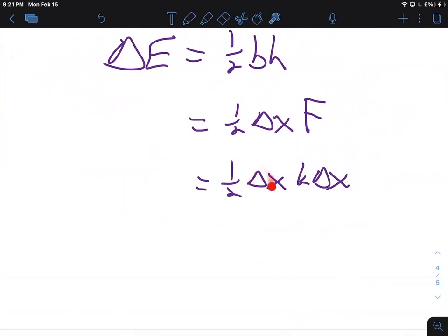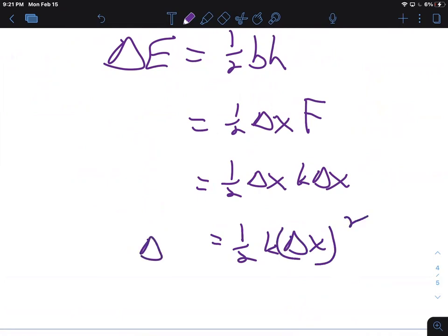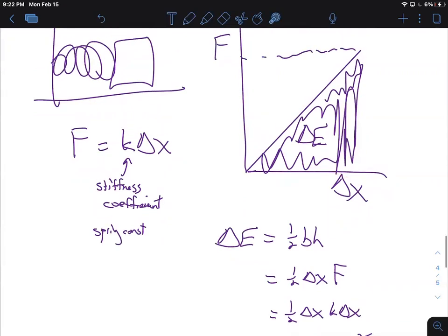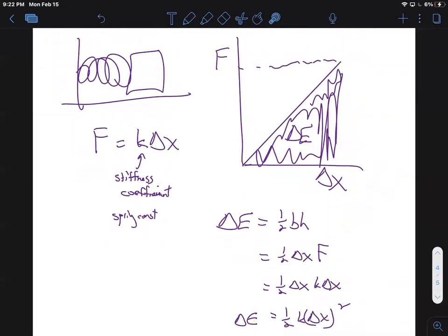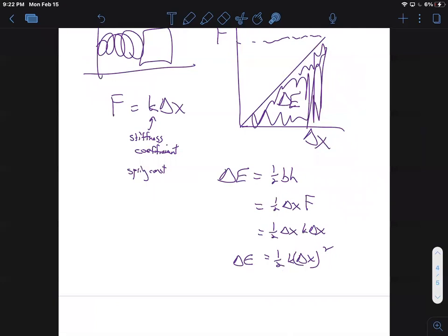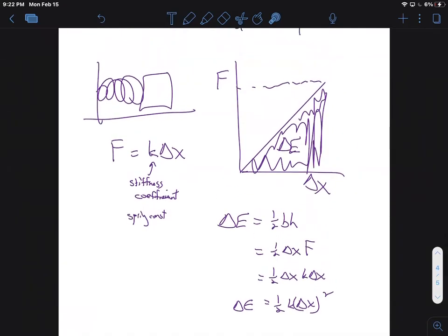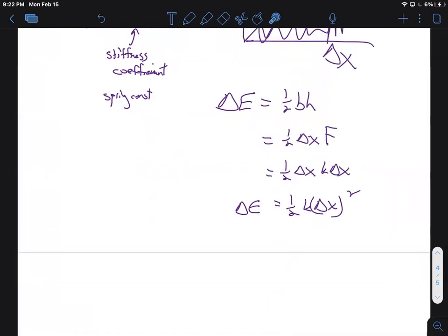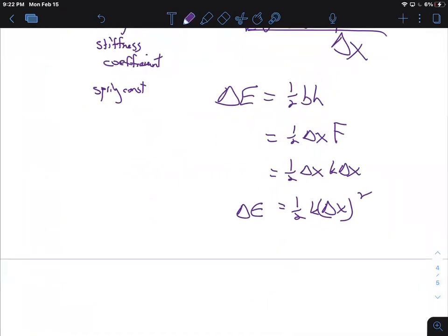And now we have two delta x's, and 1/2 k delta x squared is the change in energy. So to stretch a spring some delta x, this is how much energy I would need to use, if I was starting from not stretched at all to stretched, because we're taking the whole area here. All right, so that's our last one.